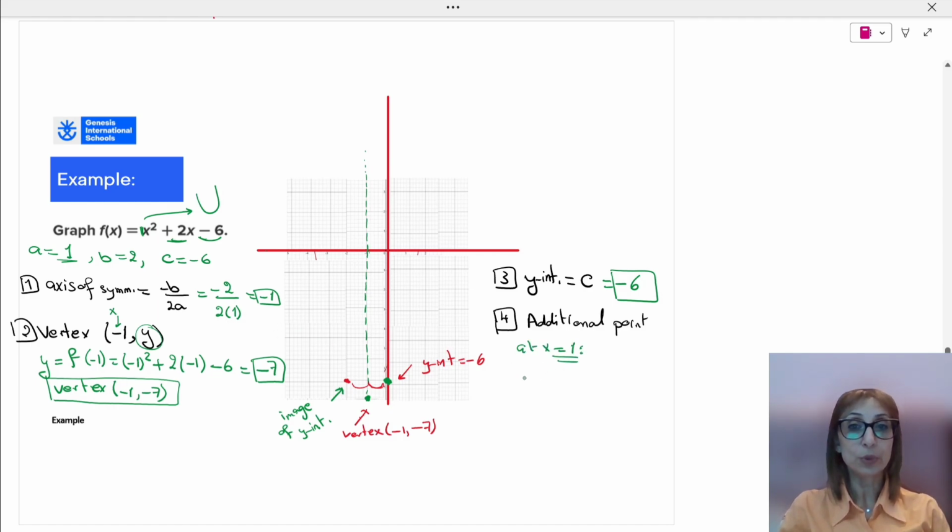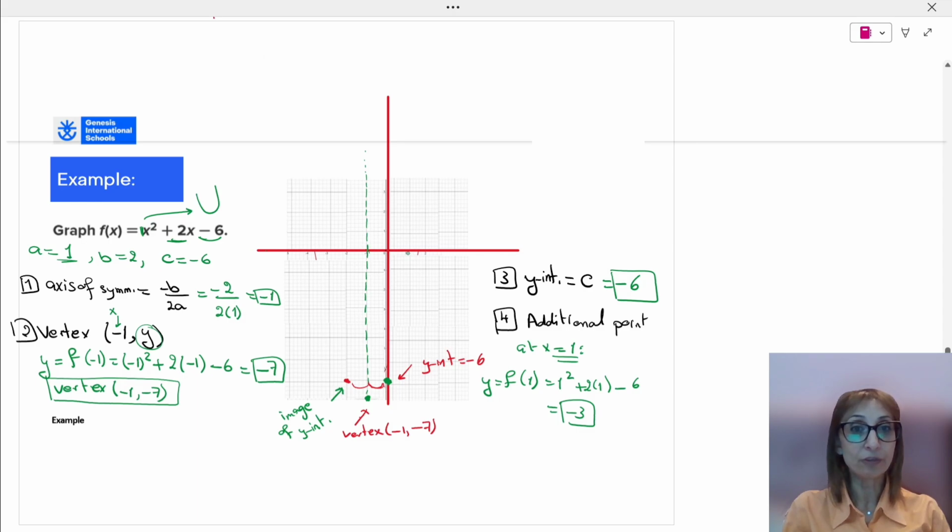So we're going to find the f of 1, which is the y. F of 1, so in this equation, replace x by 1. It will be 1 squared plus 2 times 1 minus 6. And this is equal to -3. So at x equals 1, we have the point 1 and -3, and this is the point here. This is an additional point, okay, at 1 and -3.